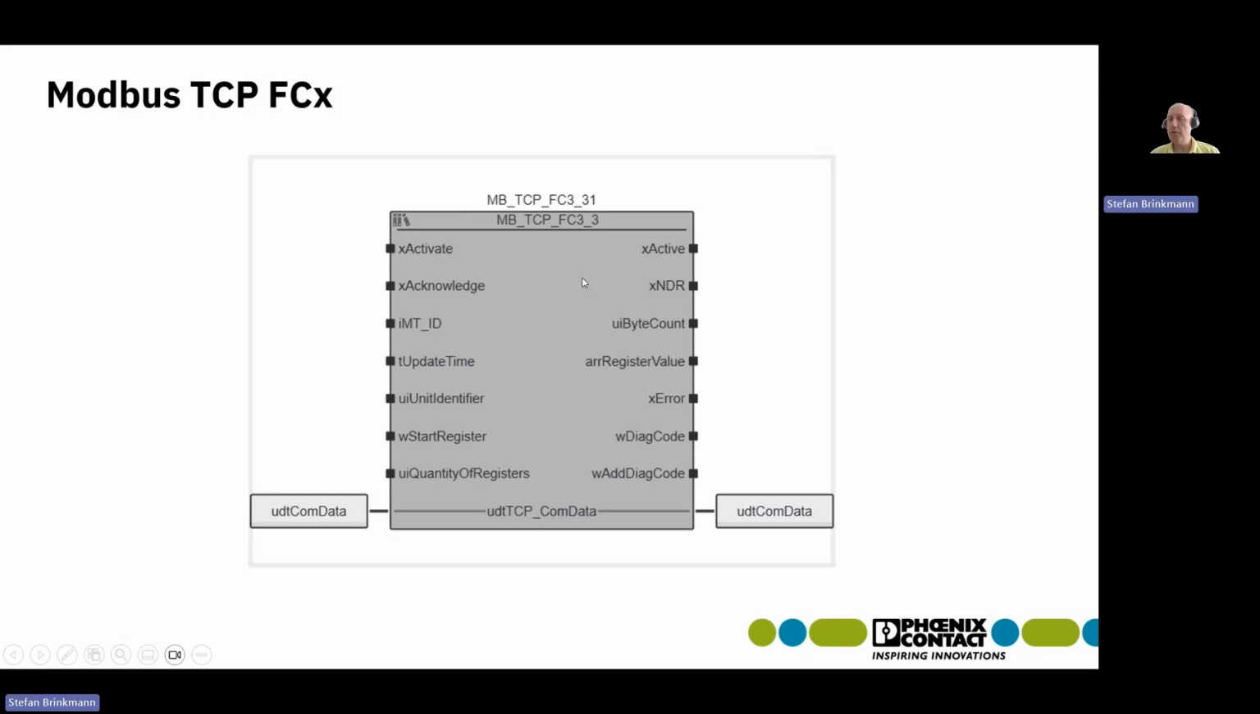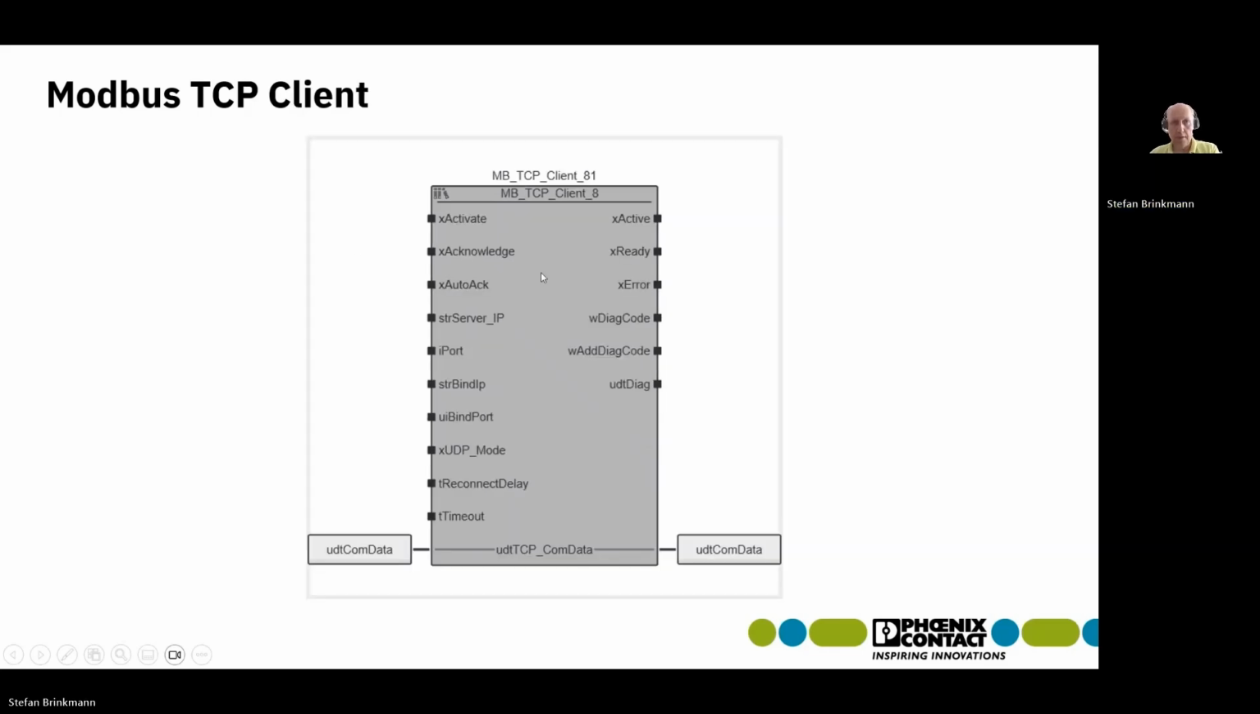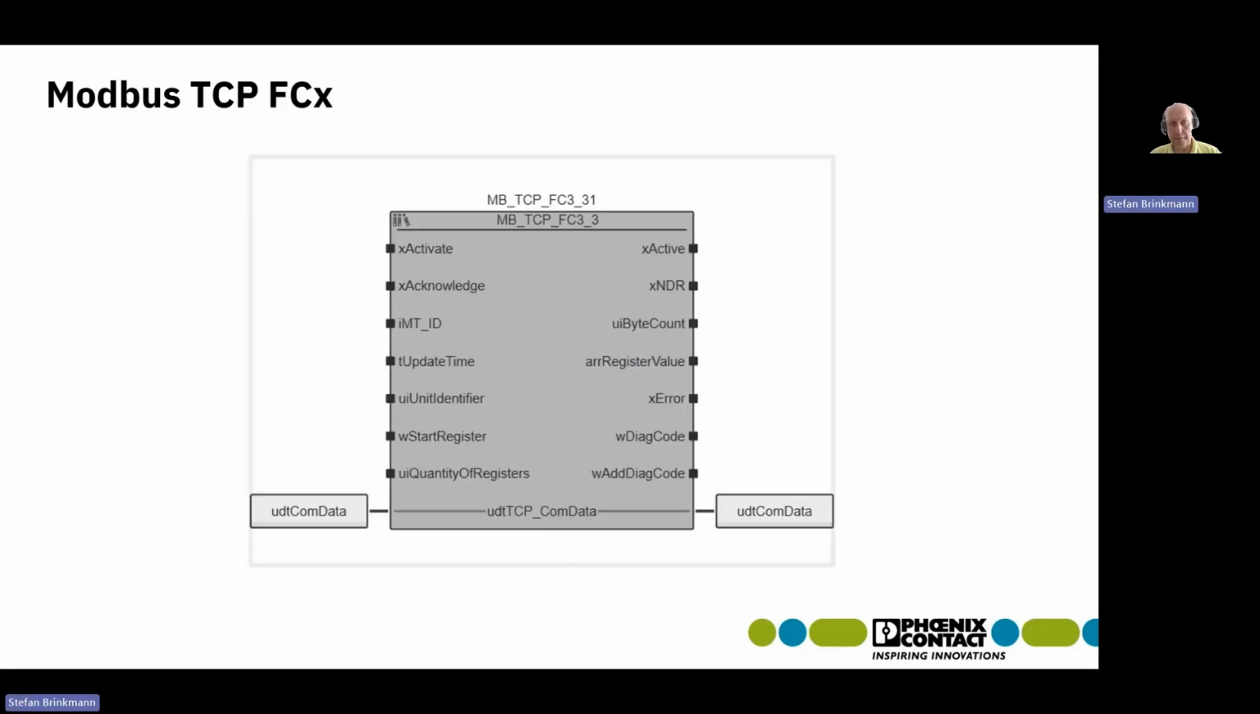And then again, for each function code, we have a separate function block. In this case, again, function code 3. And it is very important to activate this function block only when the client has a successful connection to the server, not before that. I will show that in a second. Then there is this input here, the ID. So you can add up to 10 instances of function code function blocks to one client function block. And each instance needs a unique ID, between 1 and 10.